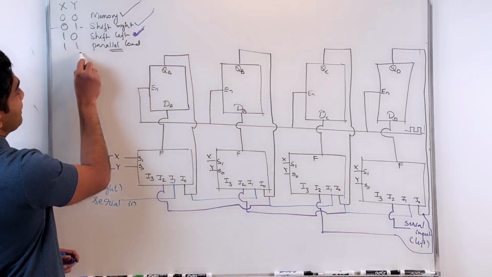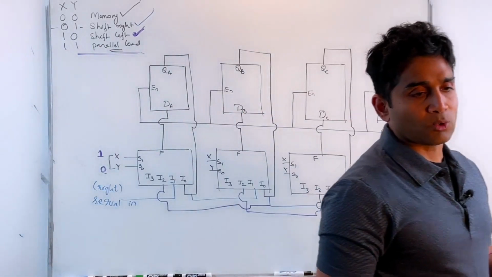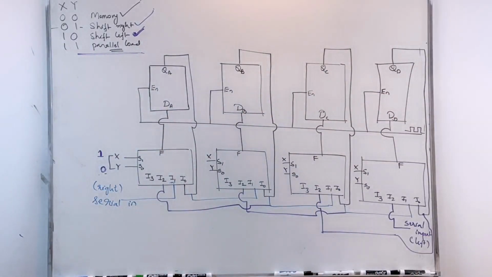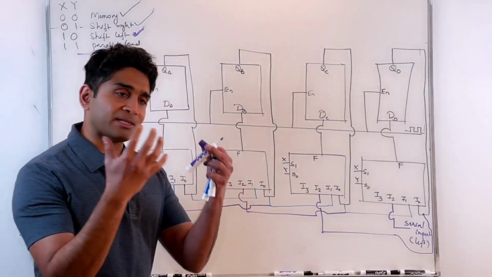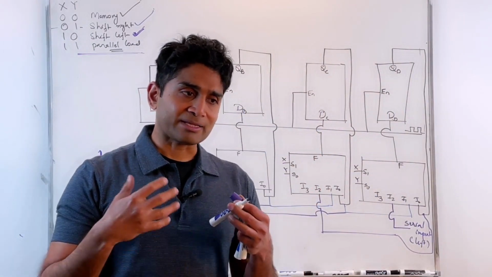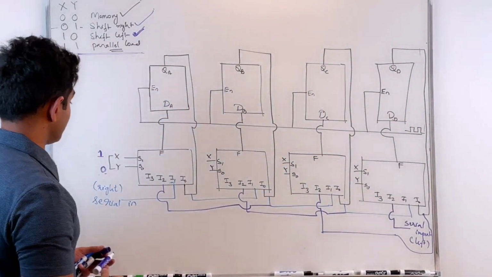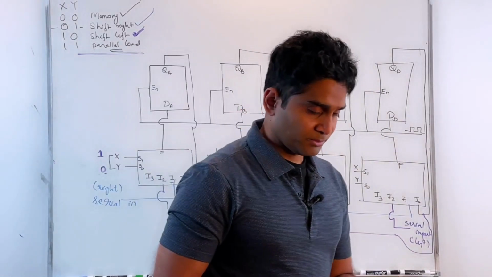And finally, the parallel load. So when I apply a 1, 1 on my x and y values, then I will be basically obtaining the information from the data bus, and in the next clock pulse all the information should be uploaded onto my register in a single clock pulse.